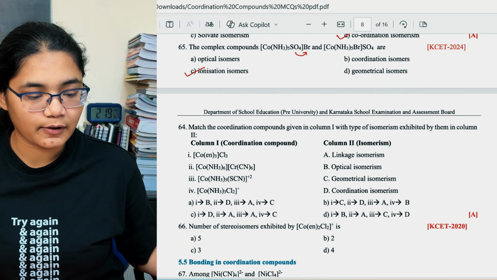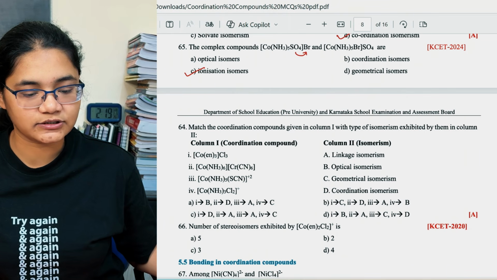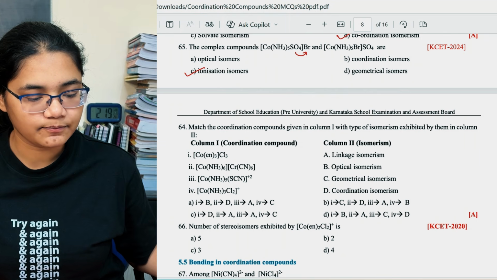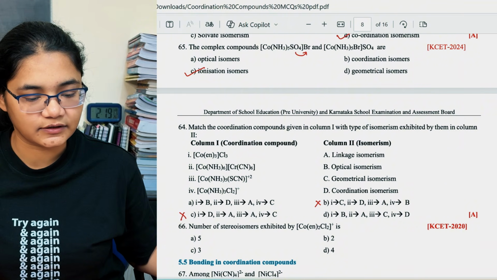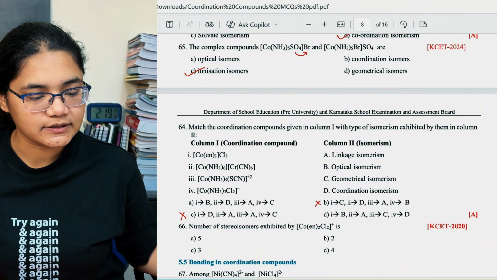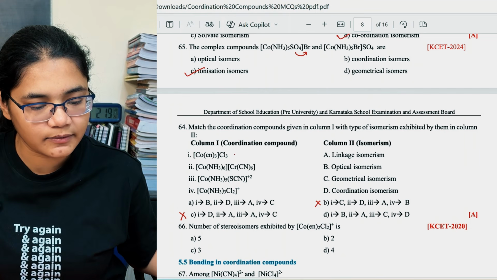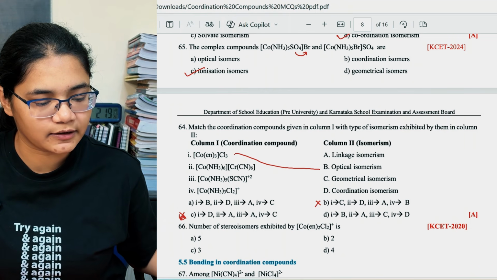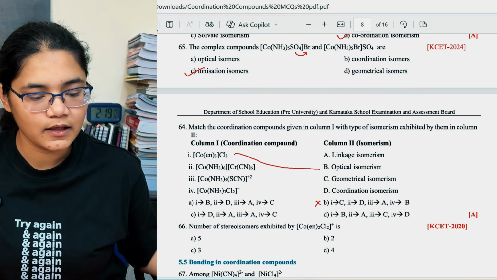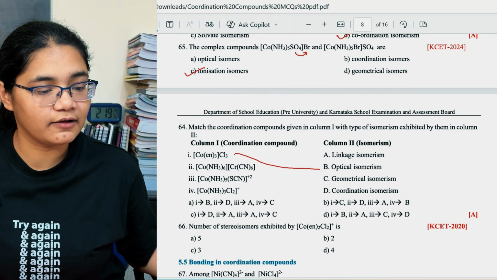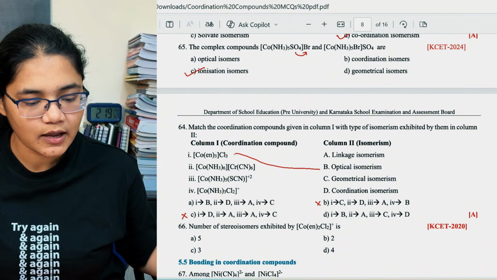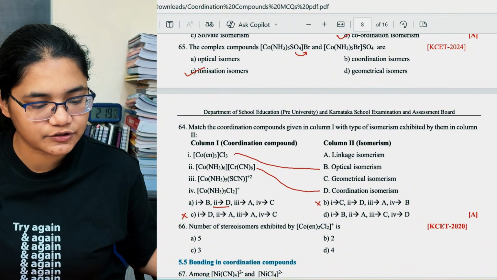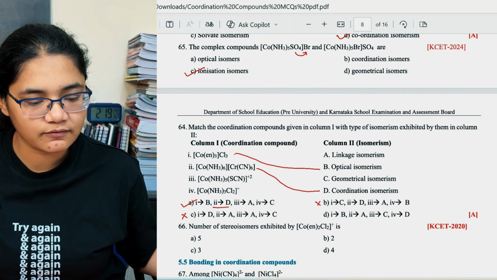Next, match the compounds. Co(en)3 will actually be an optical isomer, so 1 will be B. 2 will be coordination isomerism, so 2 is D. Just a minute, Cr(NH3)... One second. One will be optical isomerism, right? I was incorrect, this is wrong. One second. So 1 has to be B. So which options are available? I can eliminate option C and option D. Now 2 will have coordination, so 2 is D, which is present here. So A is the correct answer. This one will be linkage isomerism because here I have an ambidentate ligand. So 3 is A.